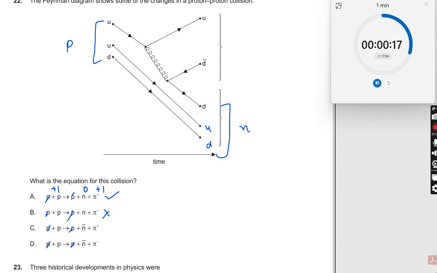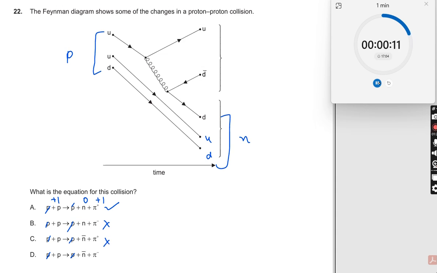Now here, is this correct? No, because it is n bar, which is incorrect because of the antiparticle. This is incorrect. So this, as we know, because of charge conservation, this is also incorrect. So therefore, option A is the right option. Okay, let us move on to the 23rd question.